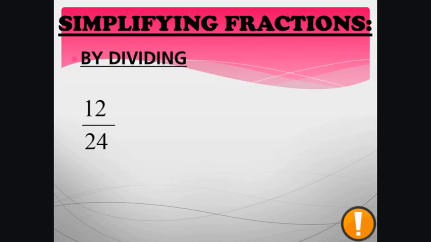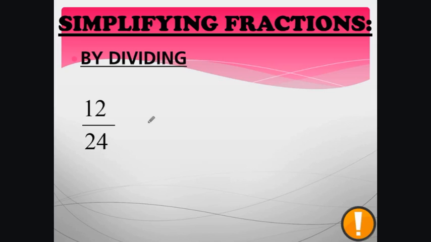Now we're going to switch gears from writing equivalent fractions and finding the greatest common factor of both the numerator and denominator into simplifying fractions by dividing. So let's go ahead and take a look at this example. We have a numerator of 12 and a denominator of 24. I'm sure that all of you can just look at both of those values and realize since they are even numbers, they're automatically divisible by 2, which is correct.